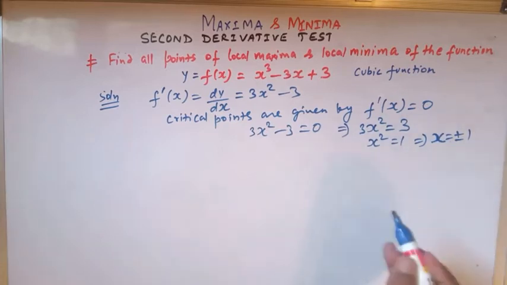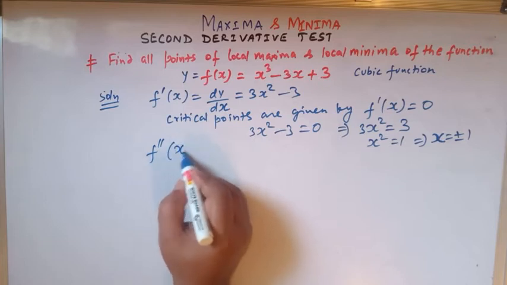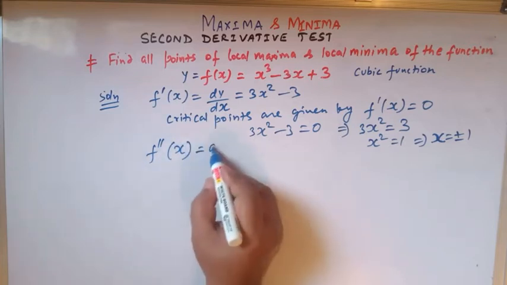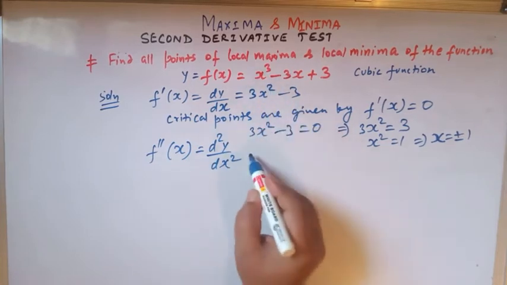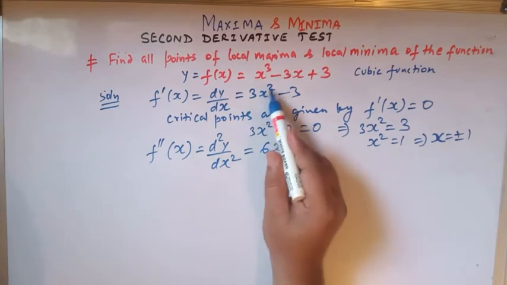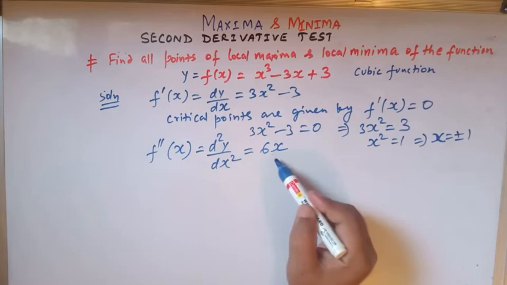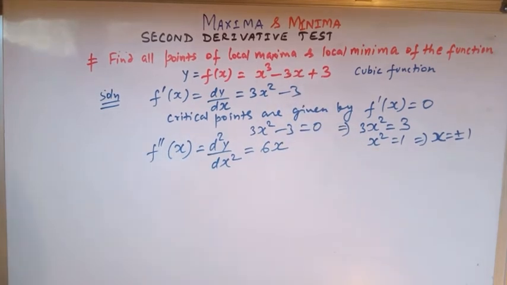Okay. Now let us find the second derivative. So the second derivative of f of x is given by 6x. Clear? Because the derivative of x square is 2x. So this is 3 twos are 6x, and the derivative of 3 is 0.